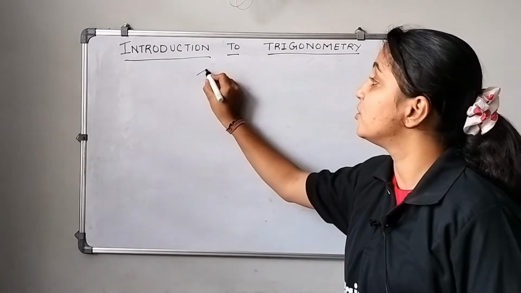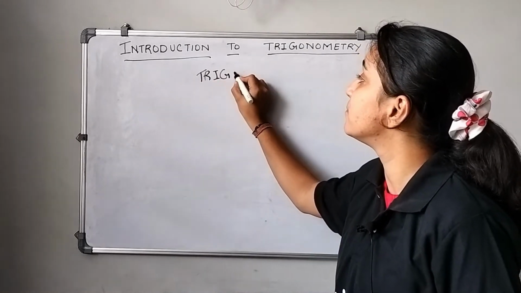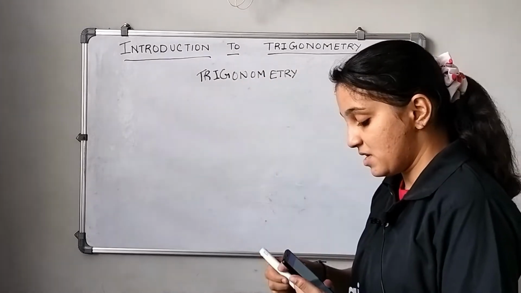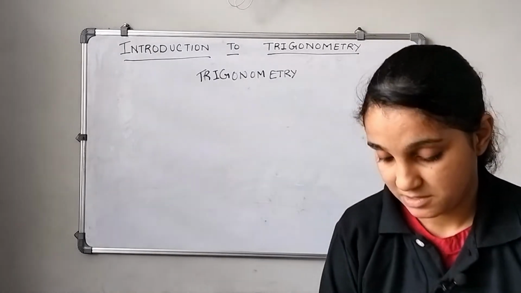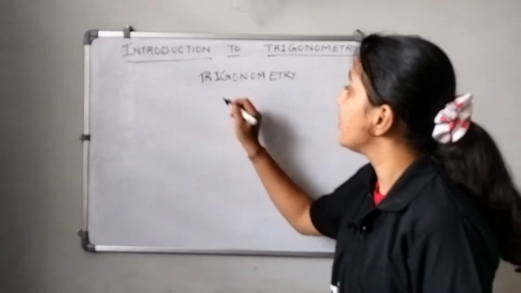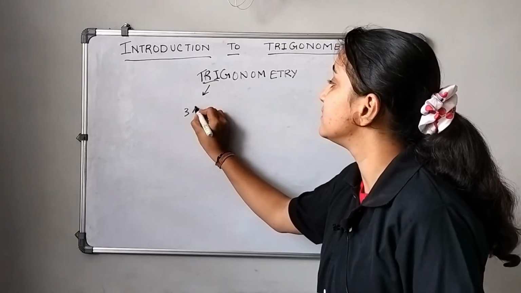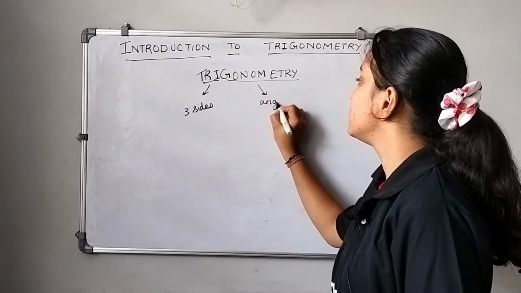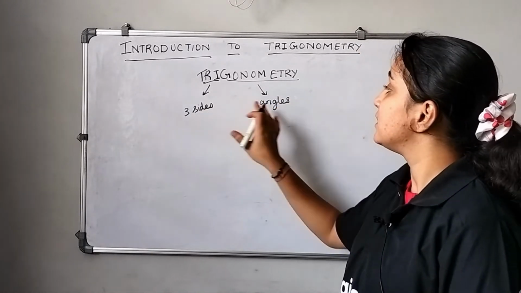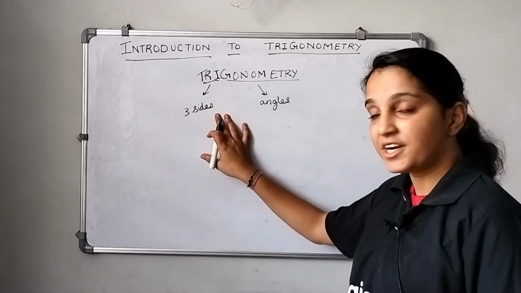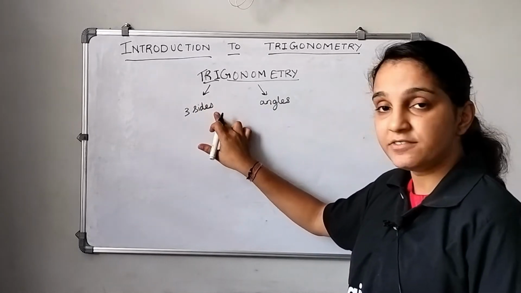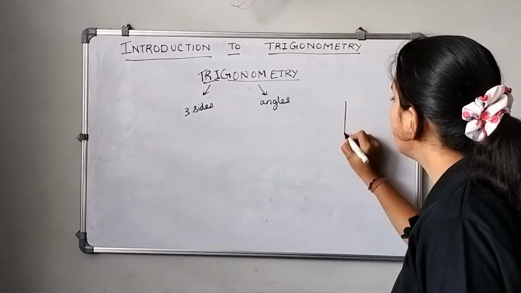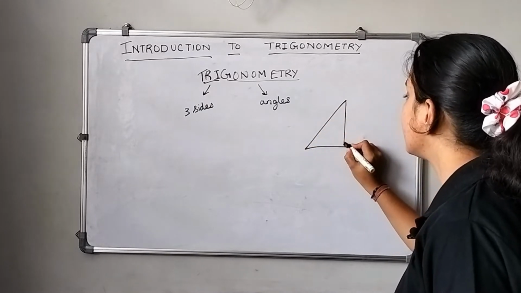Now, what is trigonometry? What is the actual meaning of trigonometry? Tri means three sides and gonometry means angles. So in this chapter we are going to see the angles of three sides, which is a triangle. Here we are going to see the right angled triangle.